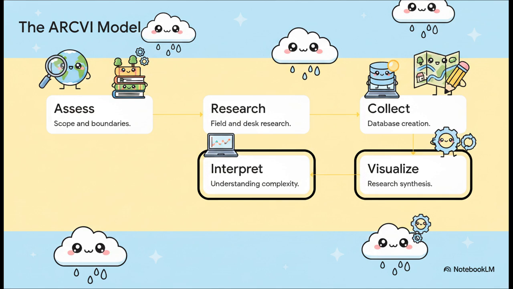And it's a bit of a journey. You start by assessing, figuring out the scope and boundaries of the problem. Then you research, mixing desk research with deep, in-the-field observations. Next, you collect and synthesize all that raw data into a structured database. Step 4 is visualize, bringing the data to life by drafting out the actual maps. And finally, interpret. That's where you analyze your complex map to design future solutions and find those hidden circular opportunities.